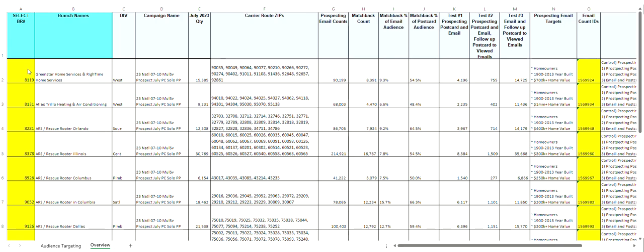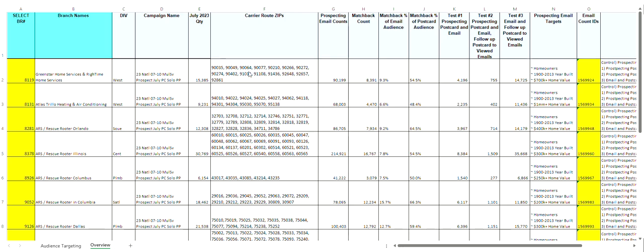Just starting with branch 8119, let me go left to right to show you how to read this and how we would like to issue the test. Obviously we have the branch number and the branch name. The quantity we used in July was 15,385. The carrier routes went to these zip codes, and we're sub-zipped to carrier routes for the postcard. For prospecting email, we can only go to the zip code itself.